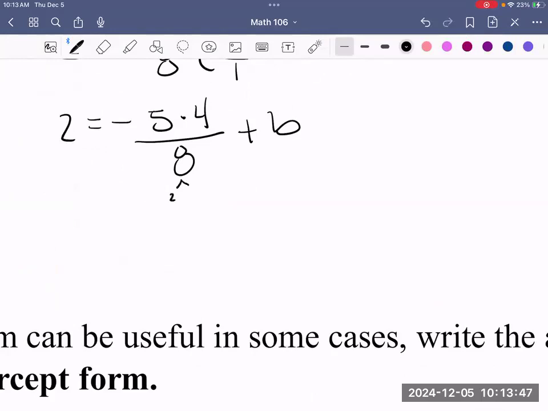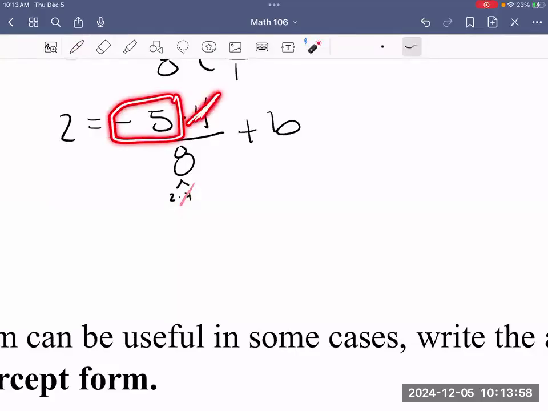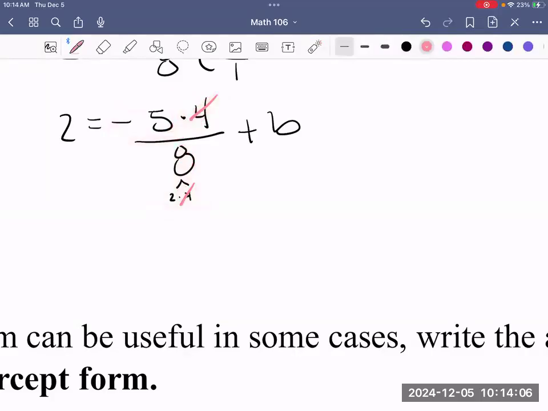Notice that 8 has a 2 times a 4. So we can go ahead and cancel out both of these 4s. So your leftover is -5 on top, because we've canceled out this 4. This 8 we rewrote as 2 times 4, which again, this 4 got canceled out with the 1 above. So your leftover is 2 is equal to -5 over 2 plus b.